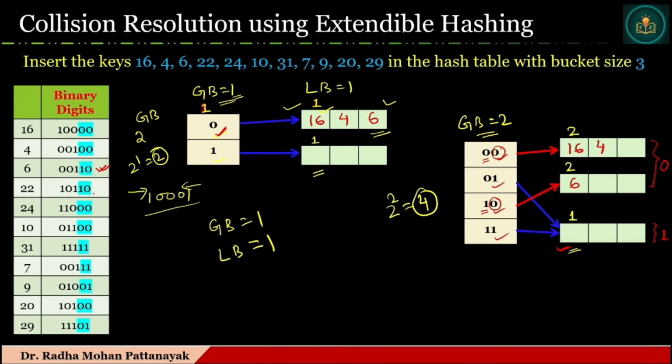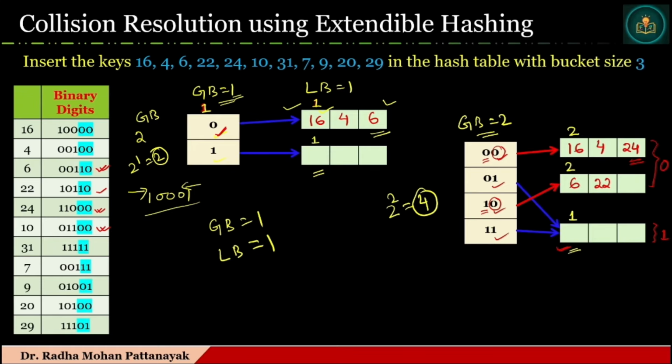What is the last 2 bits? 10. So put 22 in the 10 bucket. Clear? For 24, the last 2 digits are 00, means put 24 in the 0th bucket. Clear? Then next is 10. For 10, the last two digits are 00, but there is no space in the 0th bucket now.